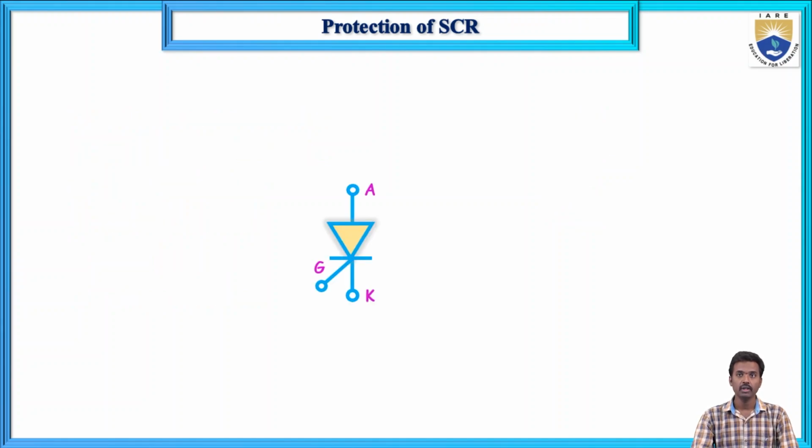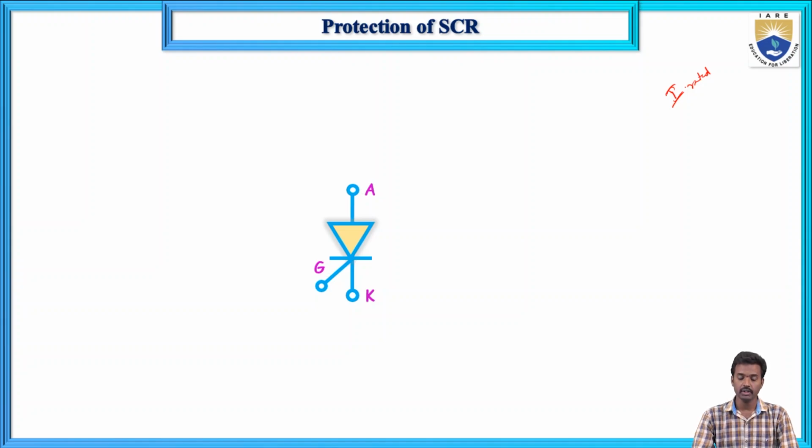So how will you protect the SCR from over currents? The SCR has a maximum voltage, and beyond that limit the SCR has some current rating. If you give an excess amount of current beyond this rated current, the SCR may get damaged.